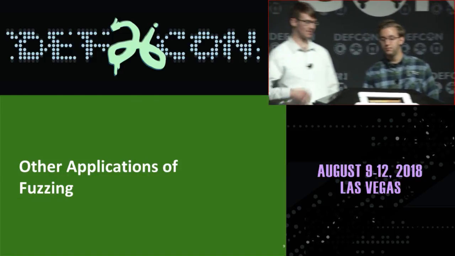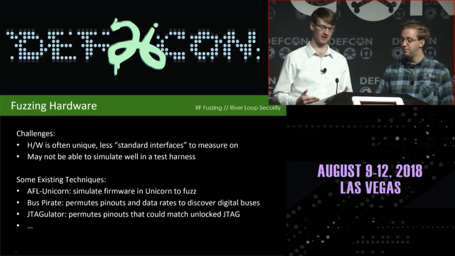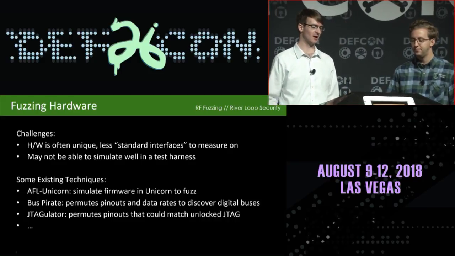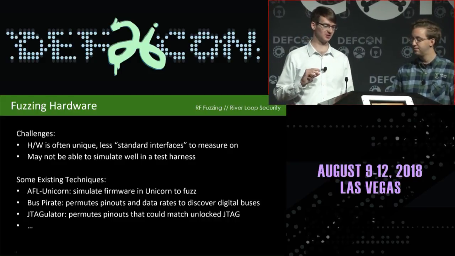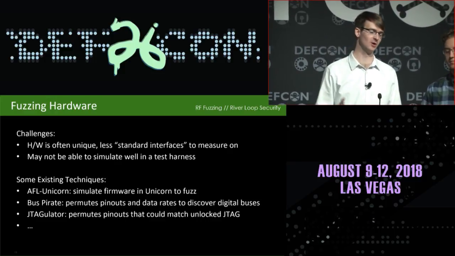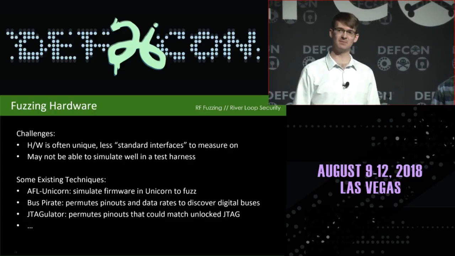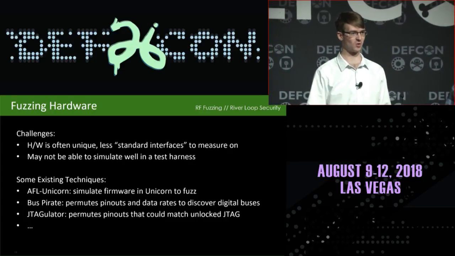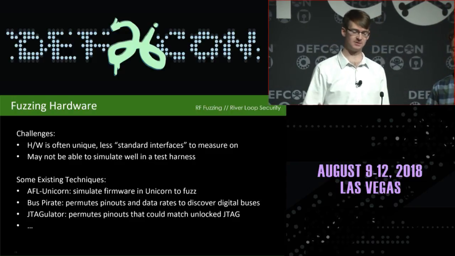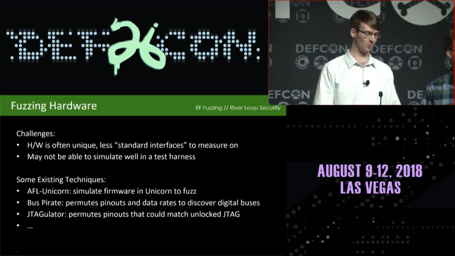Cool. So we're briefly going to run through some other applications of fuzzing. Fuzzing hardware is something that's been done through a couple different approaches. The challenge is that with hardware, the interface is often a lot less trivial to monitor than it is in software, where you control execution, where you have easy ability to attach that interface. So it may not be easy to get a harness that can hook into hardware and monitor its state. But there are some pretty interesting approaches that have been made here. For instance, AFL Unicorn, which emulates firmware to fuzz.